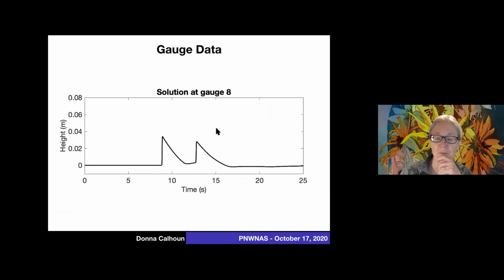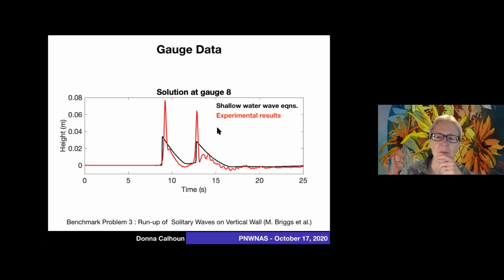But for this particular example, we have experimental results as well. This was an actual experiment where they measured the waves. They had installed gauges in this 25-meter wave tank. The experimental results are actually quite different from the shallow water wave equations. It's clear that we're not capturing the peaks in this solution.